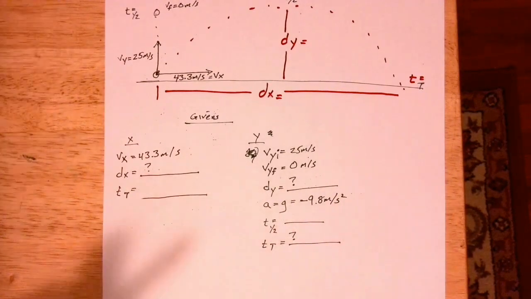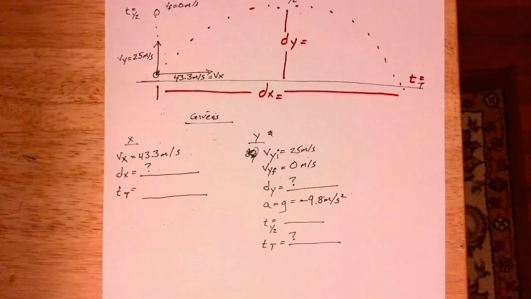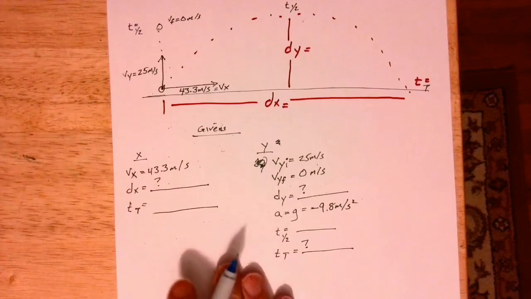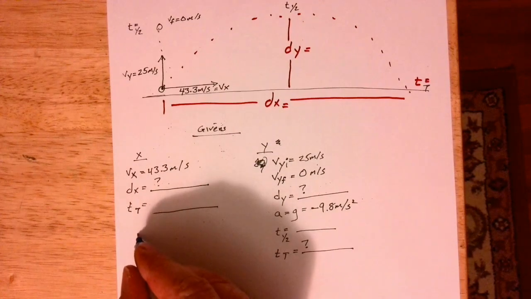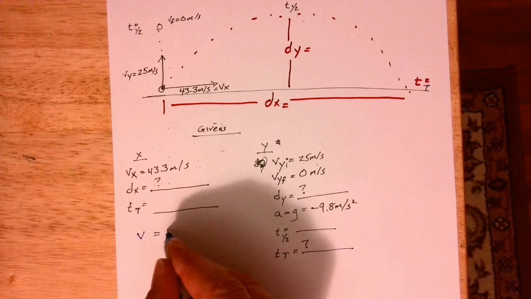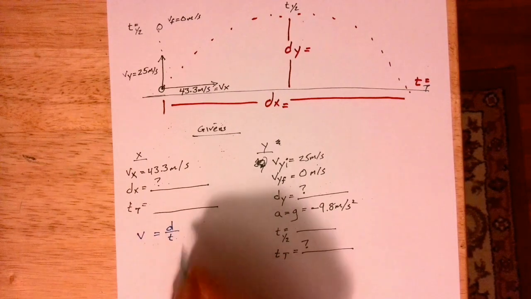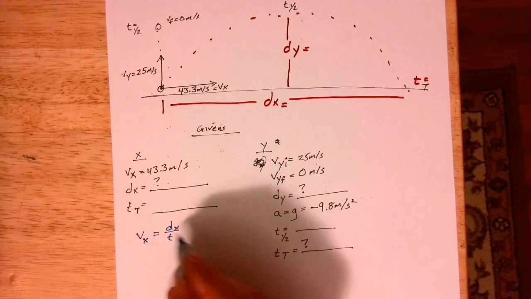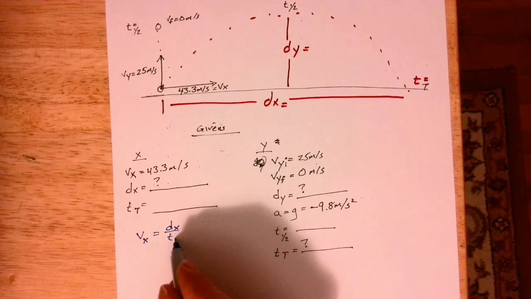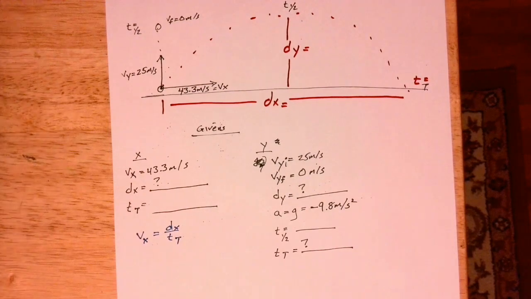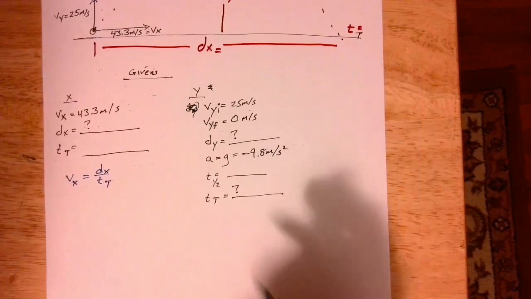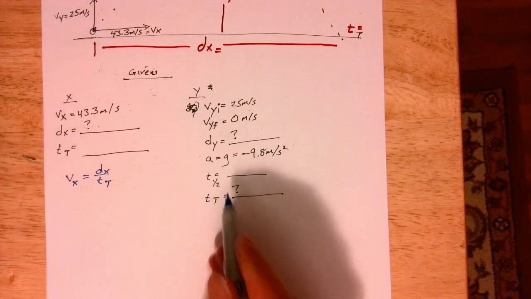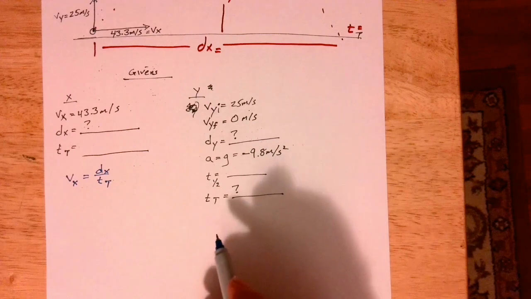Alright, so let's start with the equations that you'll be needing. The equations for the horizontal direction, there's really only one form that you'll need here. That is the velocity is equal to distance divided by time. And we're looking at the velocity in the x direction and the distance in the x direction. And the time that we need is its total time. Now, for over here, there's several different formulas that you can use for this one.